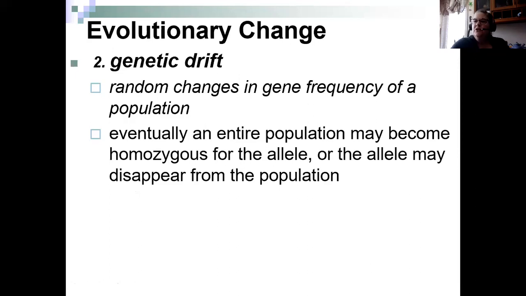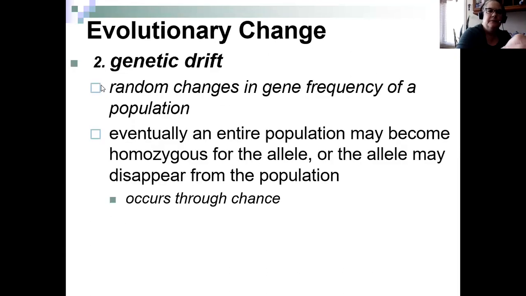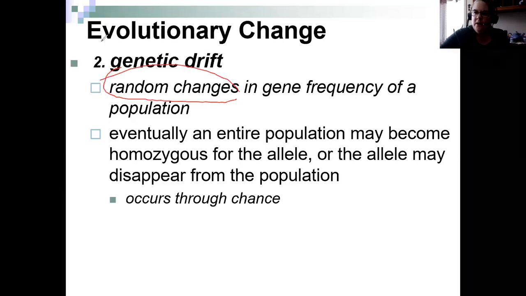Genetic drift. So this is the example I was talking about with the dog peeing on the flowers, right? And the dog peed on the flowers not because it wanted to pee on that particular flower, but it just peed. Okay, so random changes. So that's important to understand here. We're looking at random changes in gene frequency. Here's what the problem is with that.